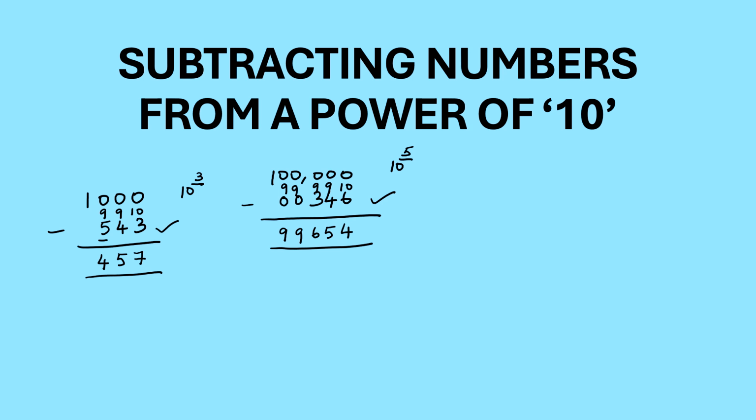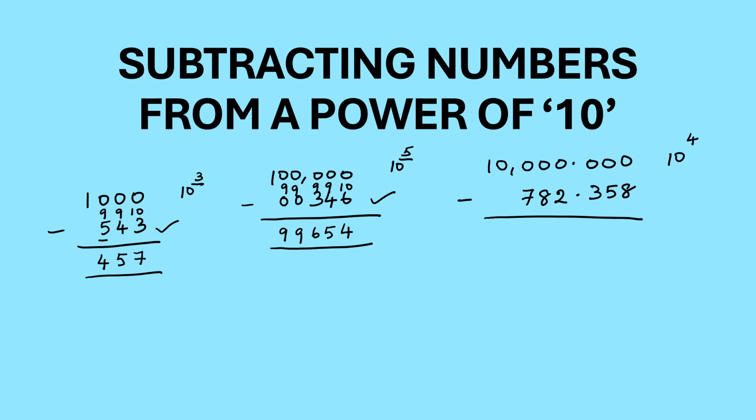Before we wrap up, let's try one more problem involving decimals. Let's say you want to do 10,000 minus 782.358. Although the problem involves decimals, you notice that the number we are subtracting from is still a power of 10. Here it is 10 to the power of 4.